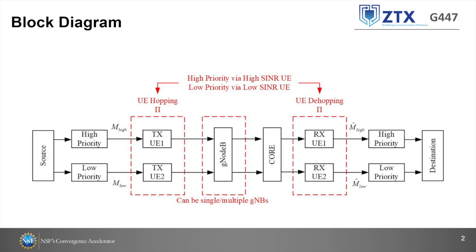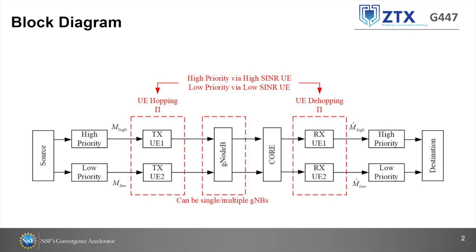The block diagram shown is the UE hopping block diagram. In UE hopping, we take advantage of the fact that UEs in 5G are often allocated by the base station to different frequency bands. We then use an external device to determine the state of each device and send the signal on the best quality UE connection.